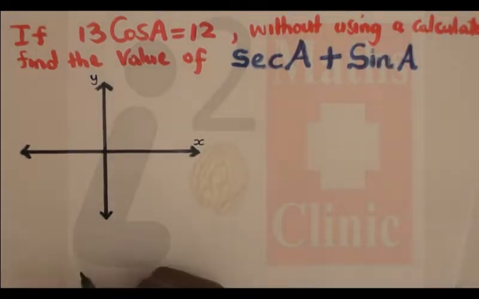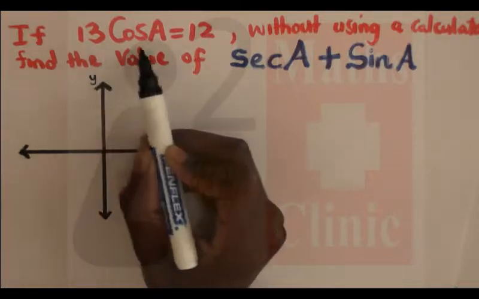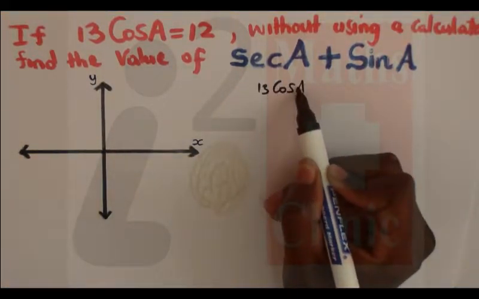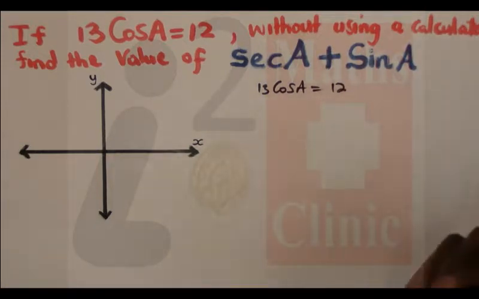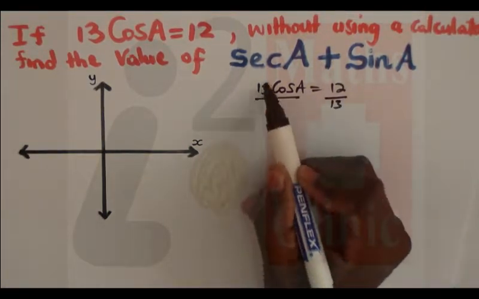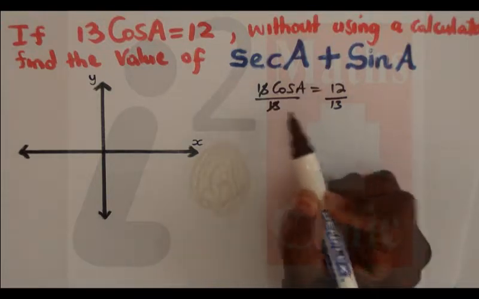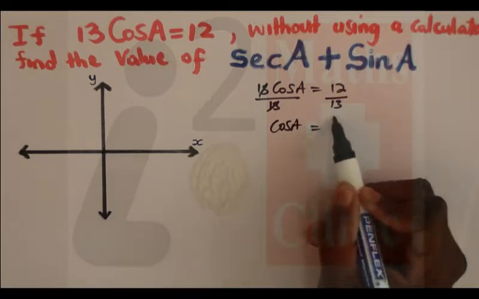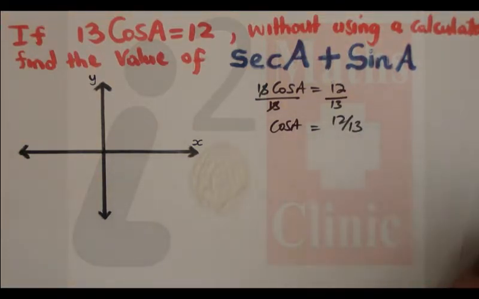Okay, so the first thing is the answer here. It's 13 cos of A equals 12. Divide both sides by 13, to get a function of cos of A alone. So it's going to be cos of A equals 12 over 13.